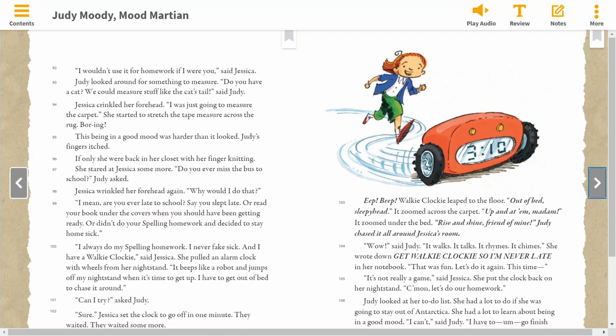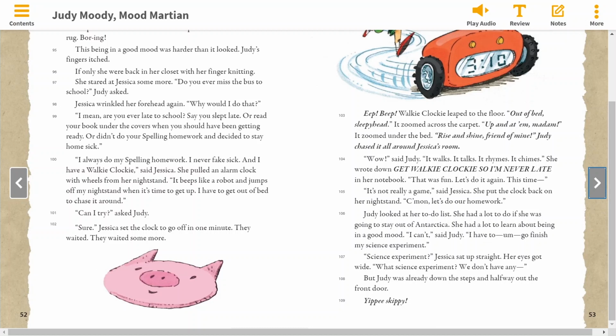She stared at Jessica some more. "Do you ever miss the bus to school?" Judy asked. Jessica wrinkled her forehead again. "Why would I do that? I mean, are you ever late to school? Say you slept late, or read your book under the covers when you should have been getting ready, or didn't do your spelling homework and decided to stay home sick. I always do my spelling homework. I never fake sick. And I have a walkie-clocky," said Jessica.